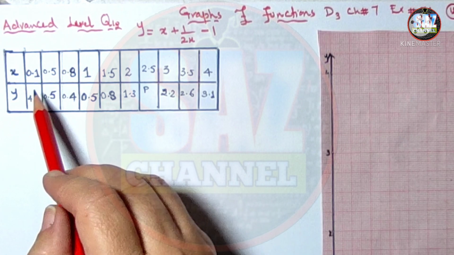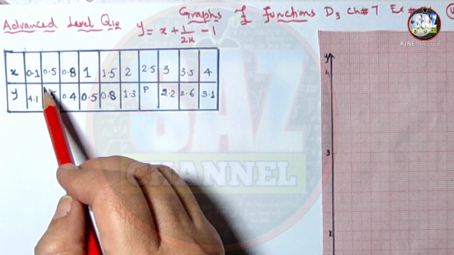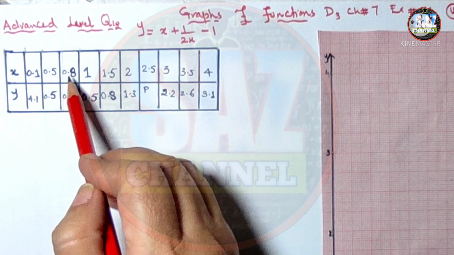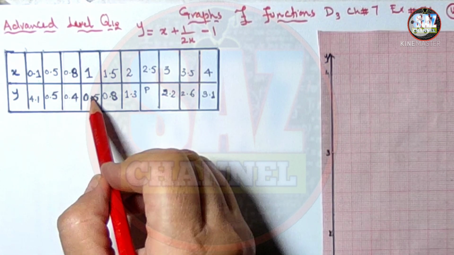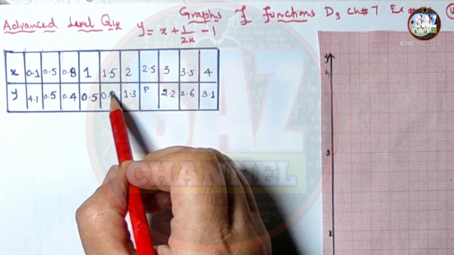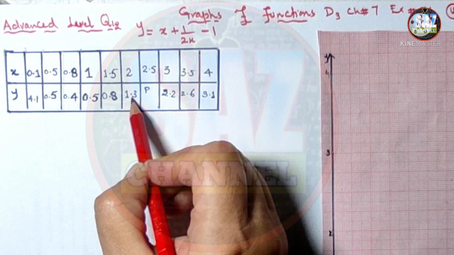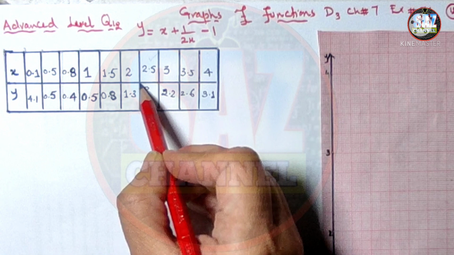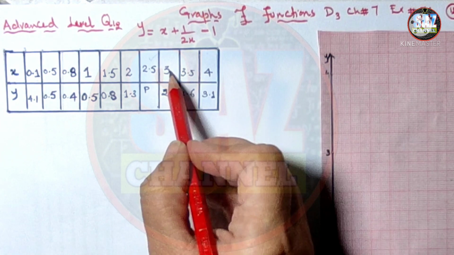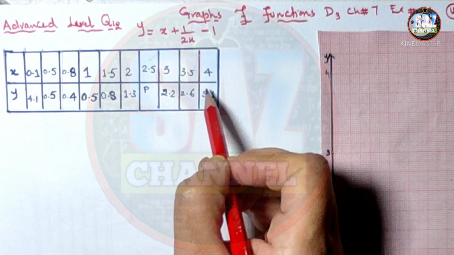The x values are 0.1, and for 0.1 y is 4.1; for 0.5 y is 0.5; for 0.8 y is 0.4; for 1 y is 0.5; for 1.5 y is 0.8; for 2 the value of y is 1; for 2 this is 1.3, and for 2.5 the value of y is missing, and that is p. For 3 this is 2.2, for 3.5 this is 2.6.